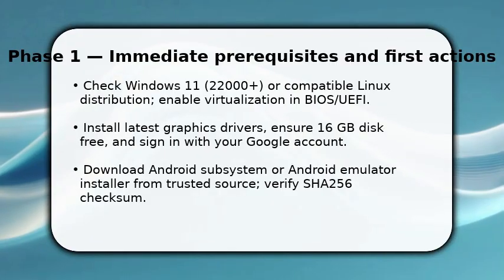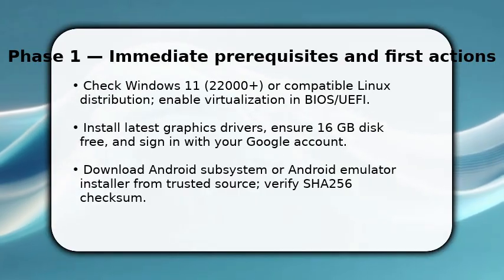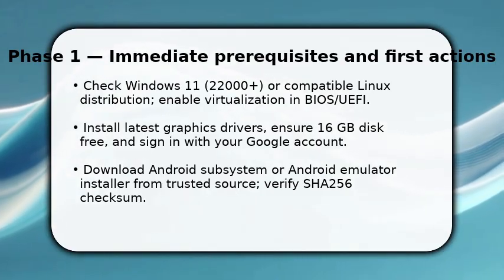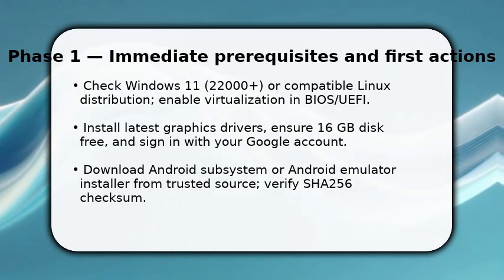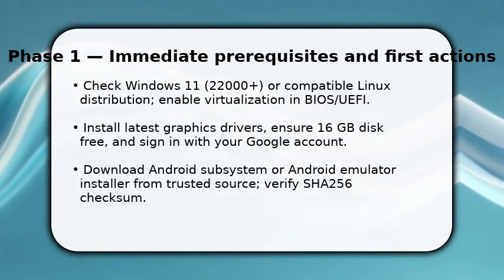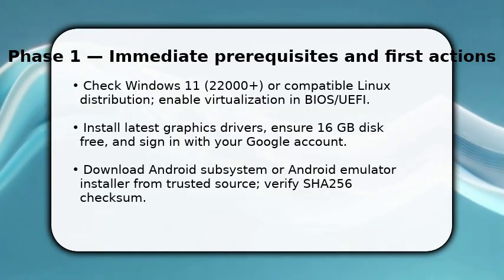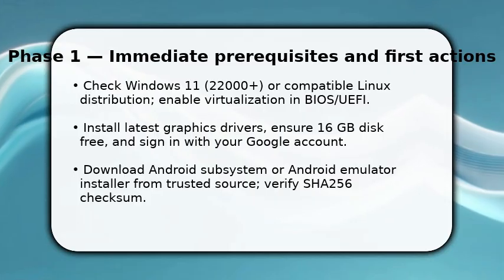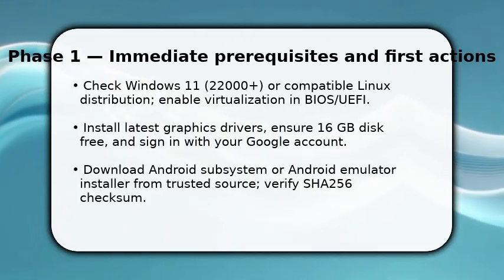You start by preparing your PC. Enable virtualization in BIOS, confirm Windows 11 build or suitable Linux setup, and update GPU drivers so emulation runs smoothly. Once done, make sure you free at least 16 GB and have a Google account ready for Play Store access.